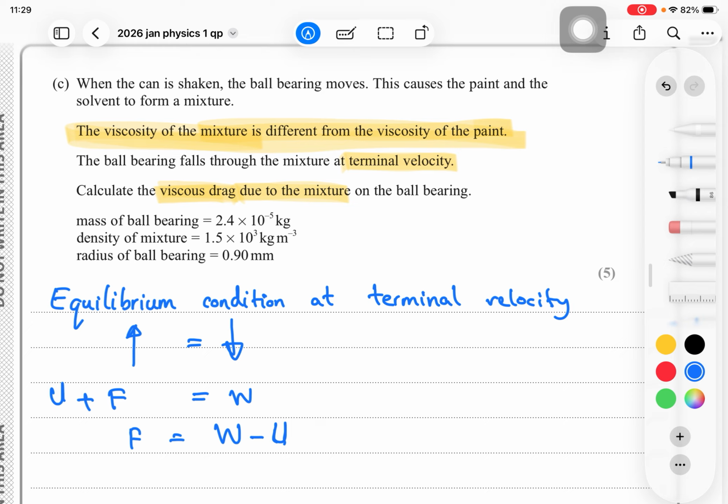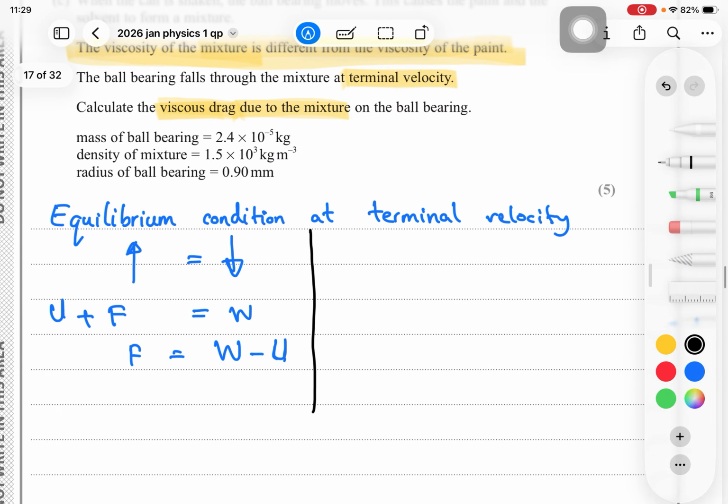So getting the weight is quite straightforward. The mass of the ball bearing is given, so because of that, we can easily go for the weight. So weight is not an issue, but let's try to do the upthrust. So let's write that viscous force stuff later. So W is straightforward. We know W equals mg. M is given and g is something known because we are on the earth. So pretty easy with the weight.